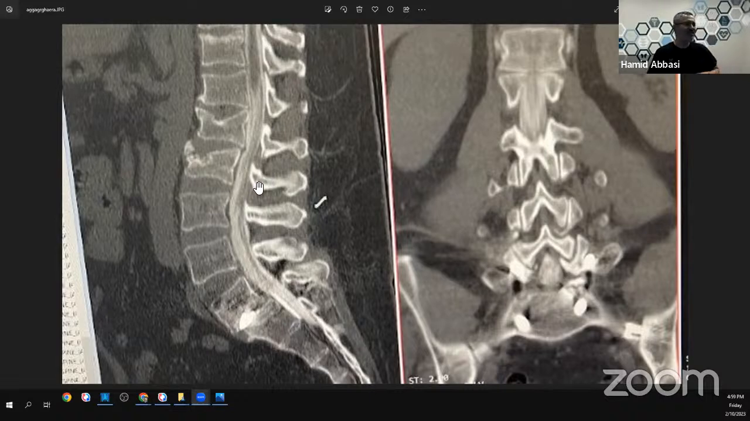How do I know this has been there for a while and it's not new? I know it because look at the edge of the bone. The edge of the bone has turned into cortical bone. A fresh fracture, the edge of the bone is not thick, it's not dense. Whereas an old fracture, the edge of the bone is corticalized and becomes thicker. And that's the way our bone heals.